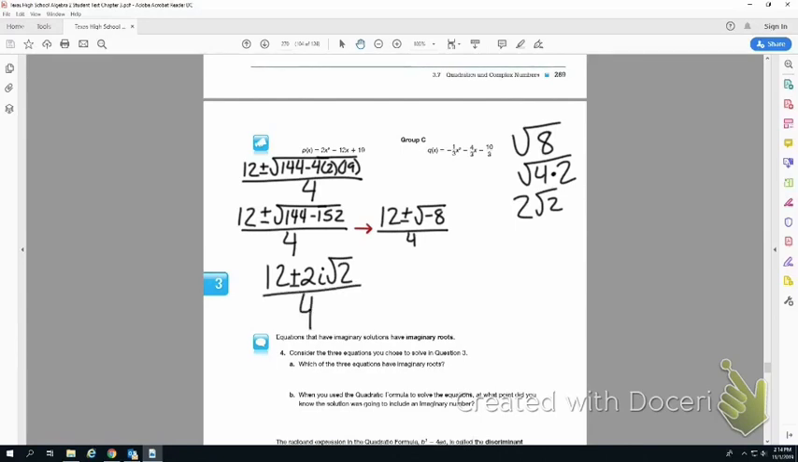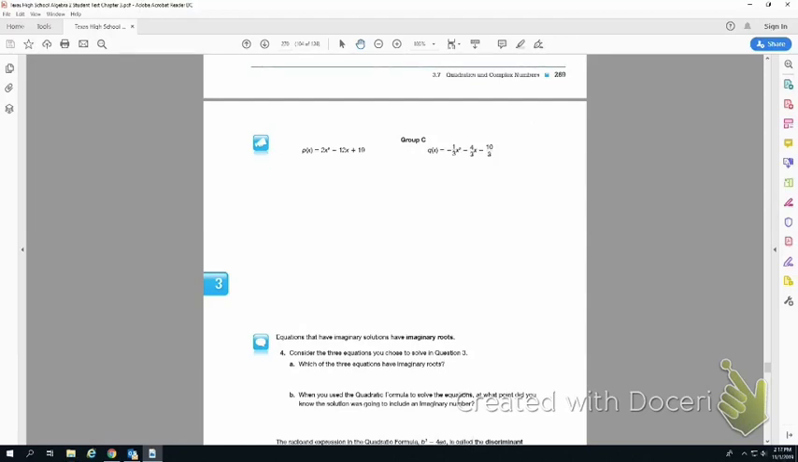Alright, we could reduce that and make it look a little bit neater, but I'm not worried about doing that right now. Let's go down to the questions below.